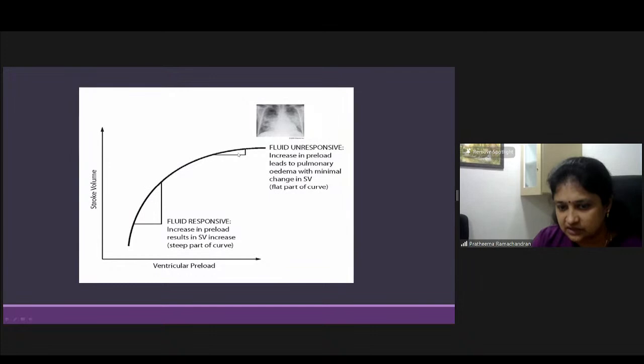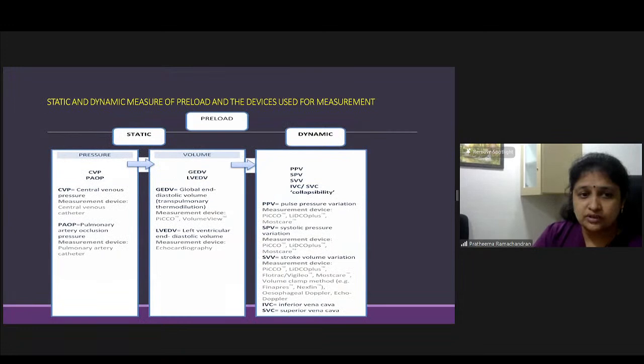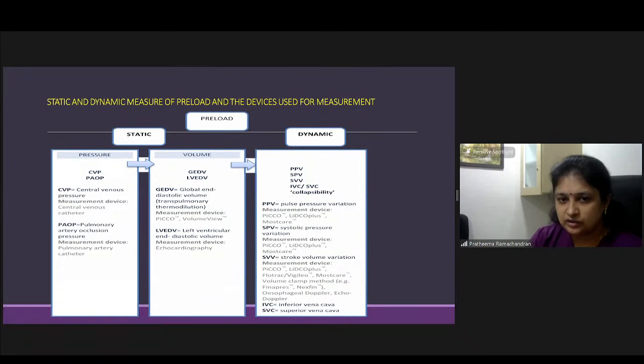With an arterial line, we know it is continuous monitoring and we can find all the traces. We also talked about, Dr. Aarthi did mention all these static and dynamic parameters. I don't think I have to touch upon it again. It is just the pulse pressure variation. Static is just eyeballing, but dynamic means if you are giving a preload, a small bolus, how much it is changing. We need to look at how much it is going to change, and whether the patient is going to tolerate it or not.